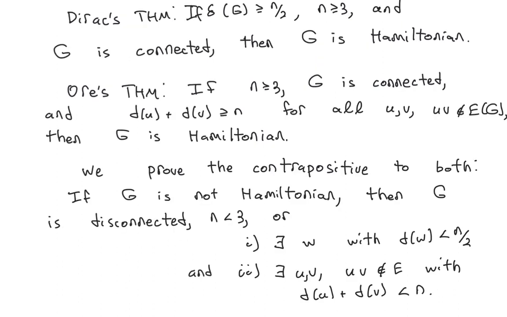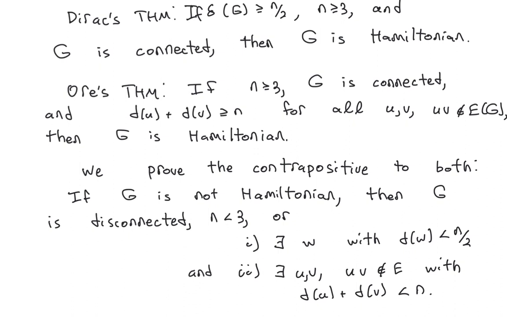So now we'll discuss some sufficient conditions. The first one, known as Dirac's theorem, says that if the minimum degree of the graph is at least n over 2, n is at least 3, and G is a connected graph, then your graph is Hamiltonian. Note that sometimes this is stated as saying if every vertex has degree at least n over 2. But these are equivalent statements.